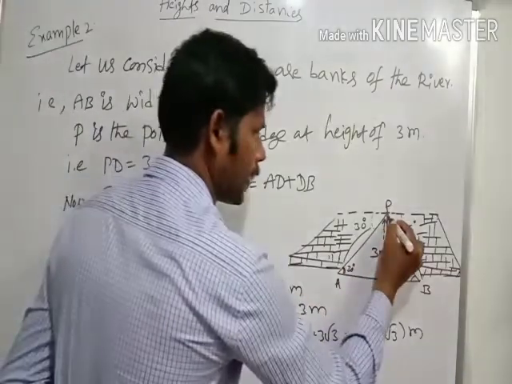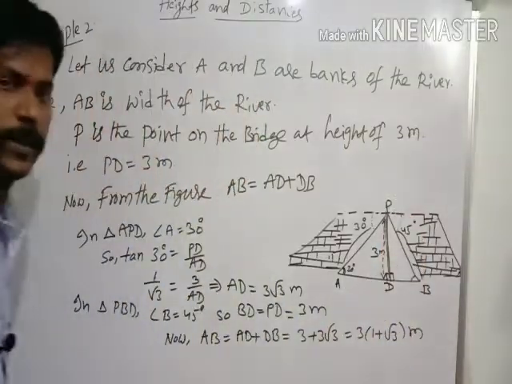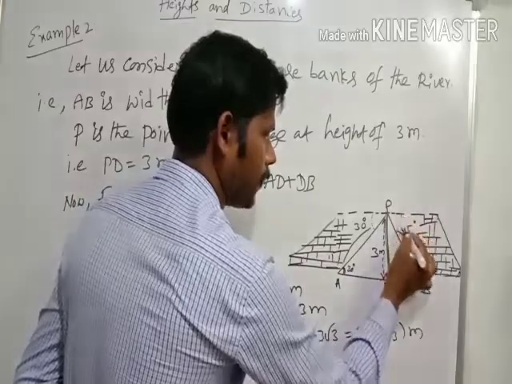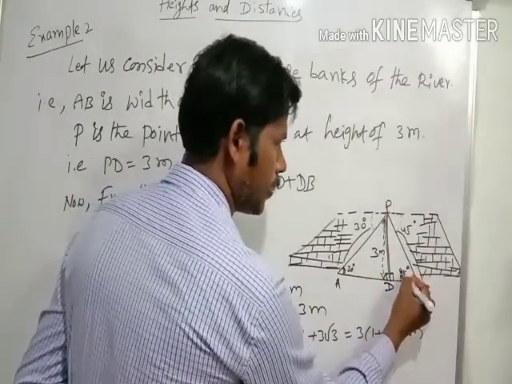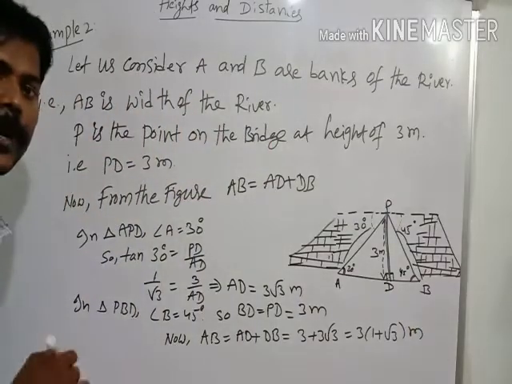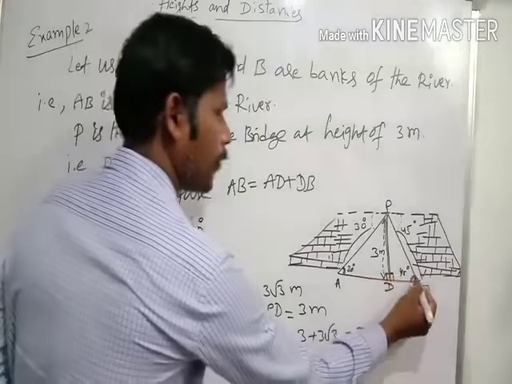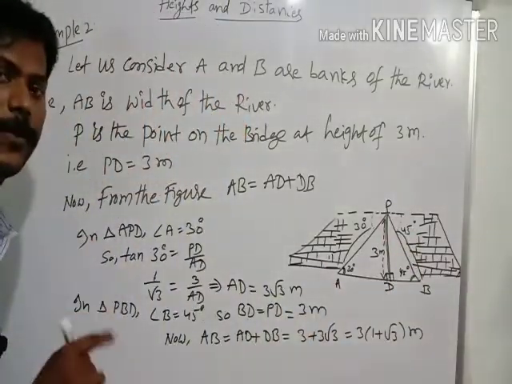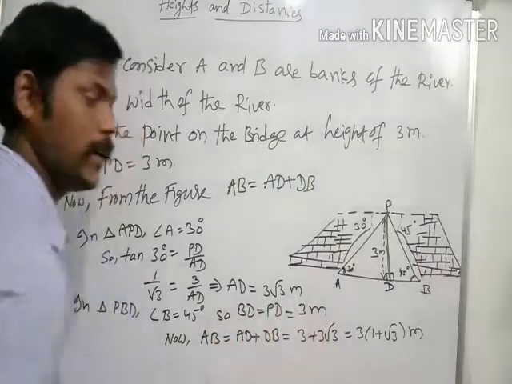Now take the second right angle triangle, PDB. The angle of depression is 45 degrees, hence angle B is also 45 degrees. Now tan 45. Tan theta is opposite by base. Here the opposite side for 45 degrees is PD, and the base is BD. So tan 45 equals PD by BD. But tan 45 value is 1. That's why BD equals PD, which is 3 meters.